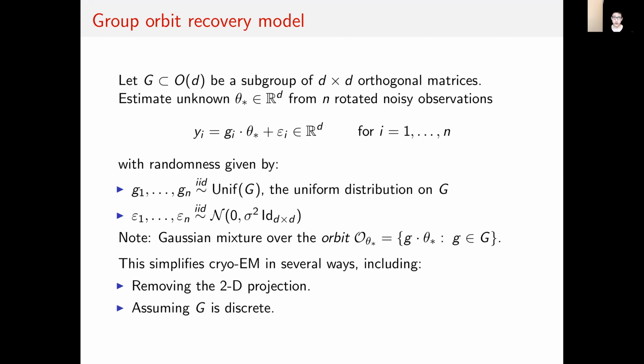To address these issues, we abstract the problem into the group orbit recovery model. Let's consider a subgroup G of d by d orthogonal matrices, where for cryo-EM we take G equals SO3. We're trying to estimate an unknown signal, theta star in R^d, from noisy observations generated as follows. We take a uniform random element from the group G, rotate theta star by that element, and add Gaussian noise at noise level sigma. This creates draws from a Gaussian mixture over the orbit of the unknown signal theta star.